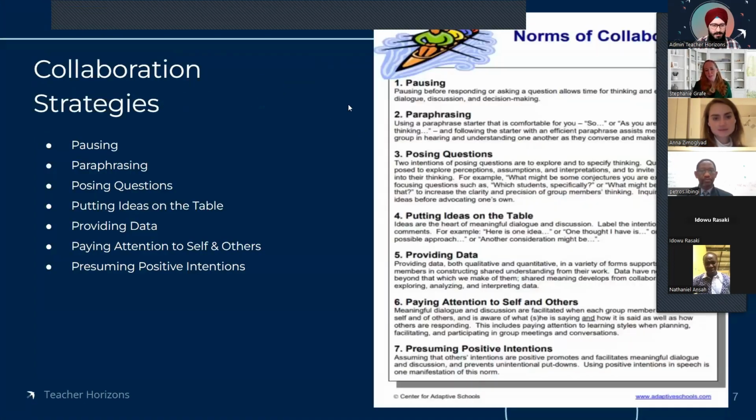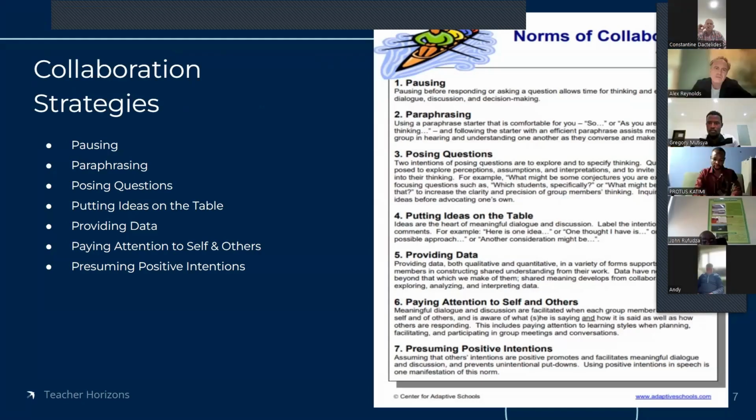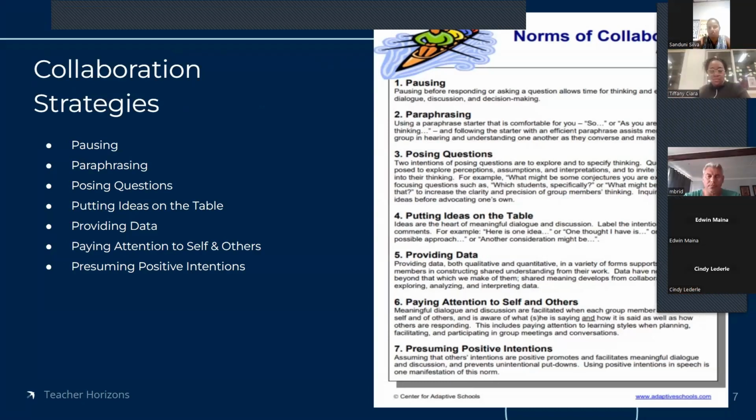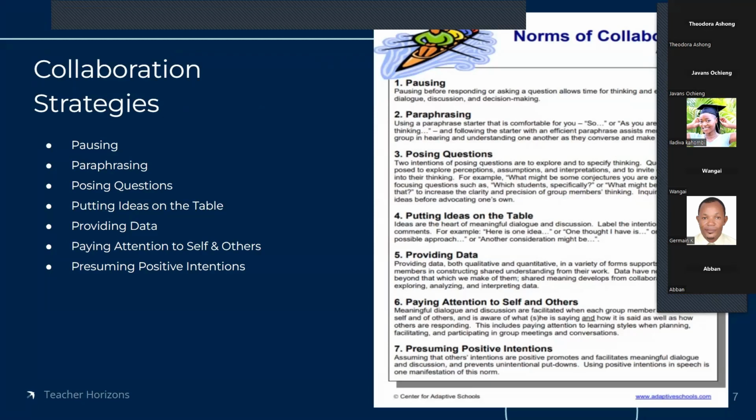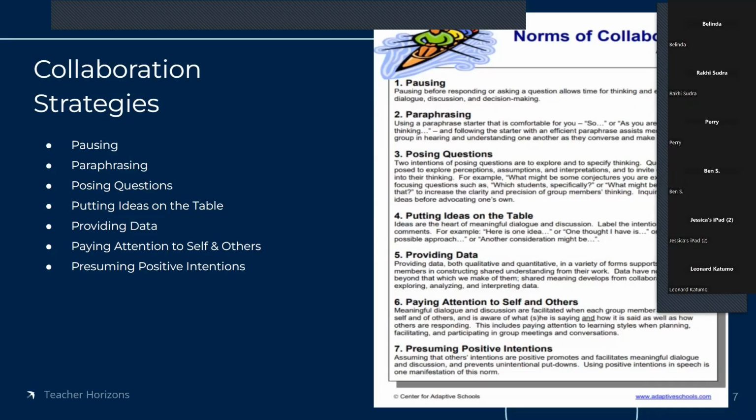So once you understand yourself a little bit better and your teammates too, what I have here in front of you is the 7 norms of collaboration. It's from the company called Adaptive Schools. I like these norms very much, especially when I'm working with a collaboration team, when we're discussing curriculum design, when we're having big meetings about big decisions for the greater school and so on.